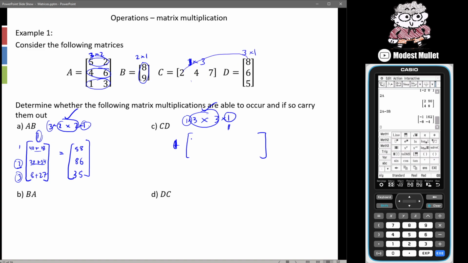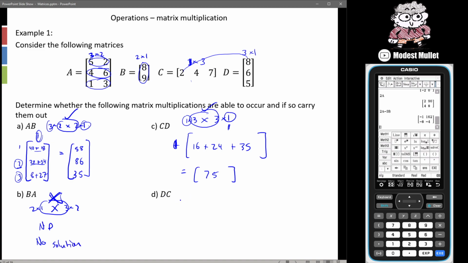So I need to do 2 times 8, which is 16, plus the 4 by 6 is 24, plus the 7 by 5 is 35. So that is equal to 16 and 24 is 40, plus 35 is 75. That's all it results to. B times A, well, that's asking me to do a 2 by 1 times a 3 by 2. Inside numbers don't match, so it is not possible. No solution.